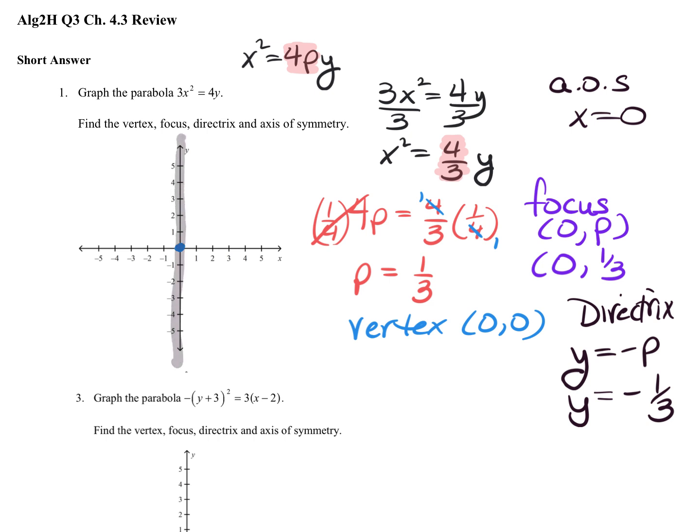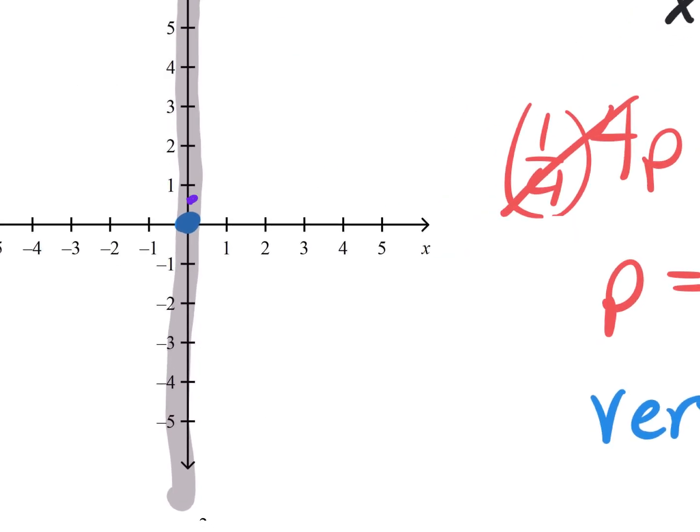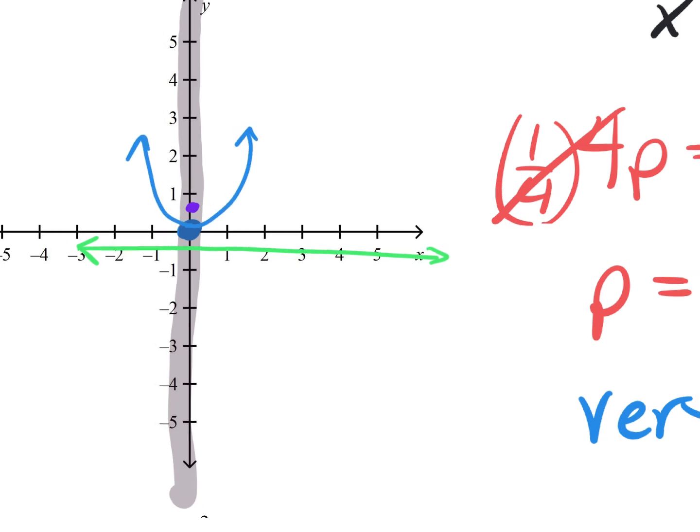Let me go ahead and graph my focus. I'm going to approximate it, so it's like 1/3. Let me just put the dot right there. And then my directrix, remember, the directrix and the focus are both the same distance away from that vertex. And then that would be your directrix, and then you can just make your parabola. Remember, it surrounds the focus.